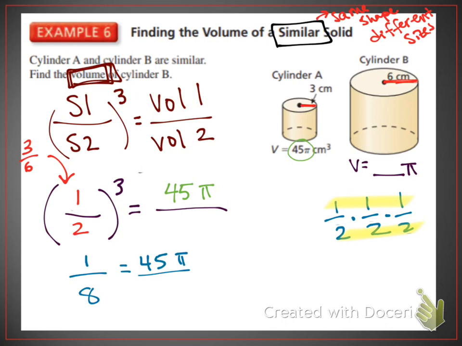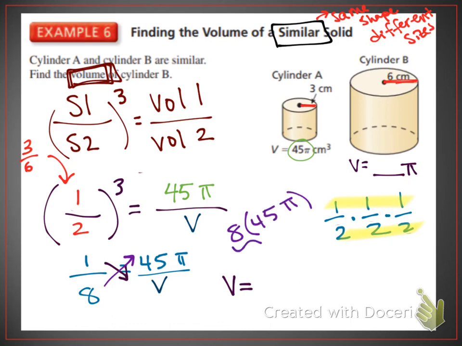I left this blank. Do we know the volume of the second shape? We don't. That's the whole goal. So you could write V for volume, or you could write X, doesn't really matter. Then you have one fraction equal to another. You can always cross multiply. 1 times V is V. And then, when you go across the other side, 8 times 45 pi.